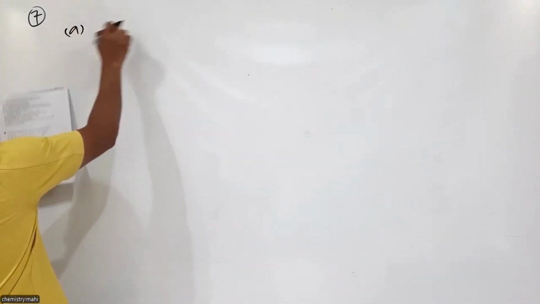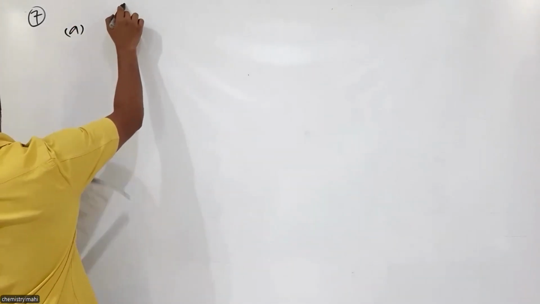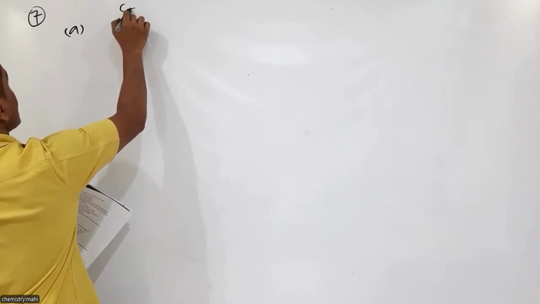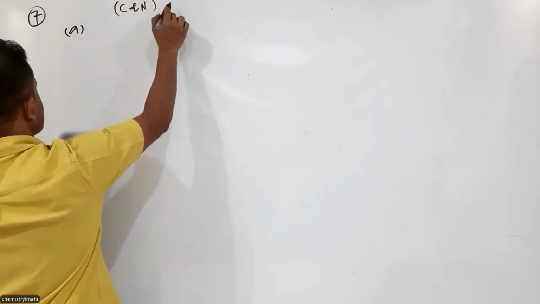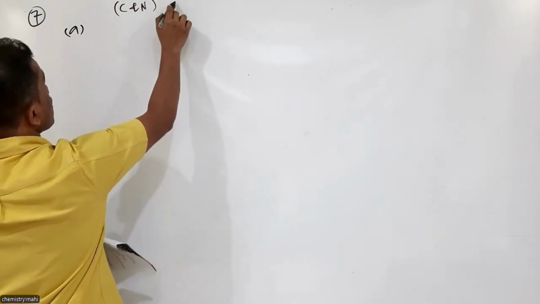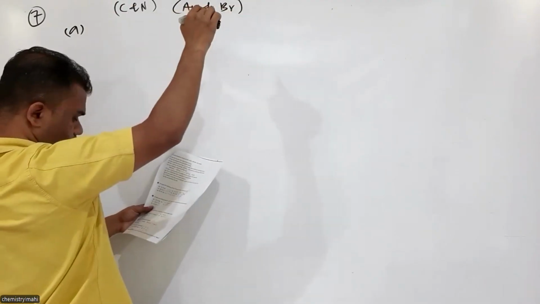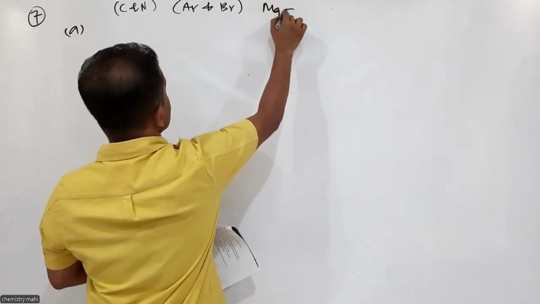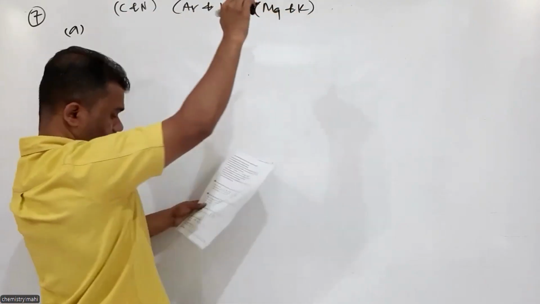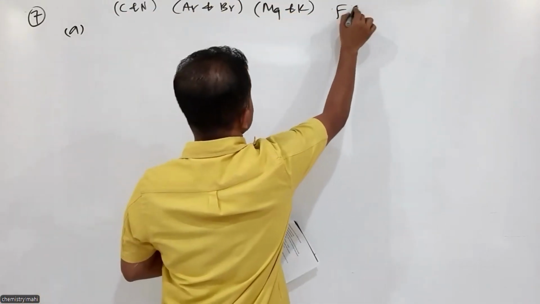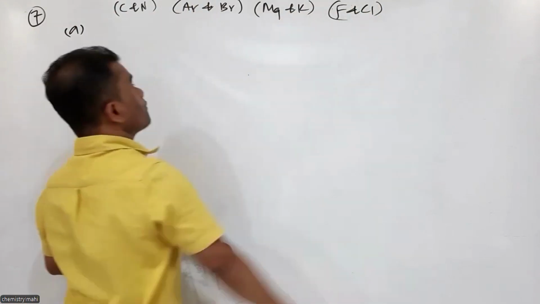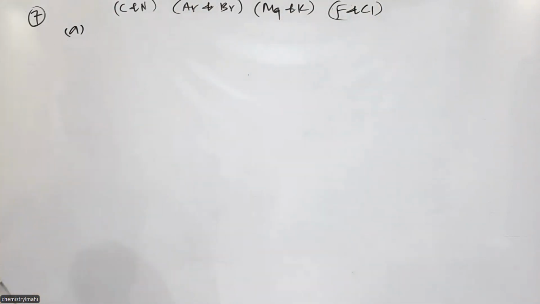A, out of carbon and nitrogen. Carbon and nitrogen. What is it? Next, out of argon and bromine. Argon and bromine. What is it? Next, out of magnesium and potassium. What is it? Then out of fluorine, chlorine. What is it? That's what they ask. For each and every pair, you need one answer.